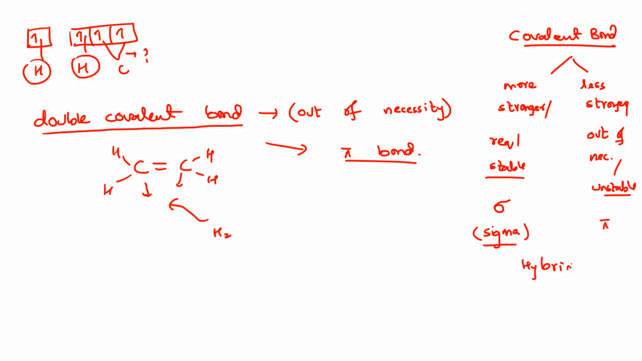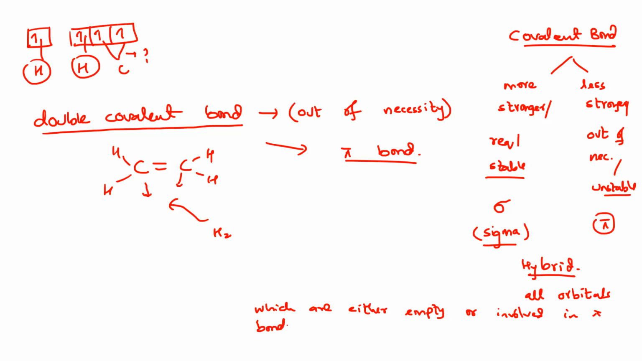So that hybrid atomic model assumes that all orbitals which are either empty or involved in pi bonding, वो जो मैथ्स वाला पाया है ना, ये वो वाला पाया है. They remain unhybridized. उनको हाइब्रिडाइज होना ही नहीं है. अच्छा ठीक है, नहीं होना तो क्या करें फिर? तो ये करते हैं फिर.